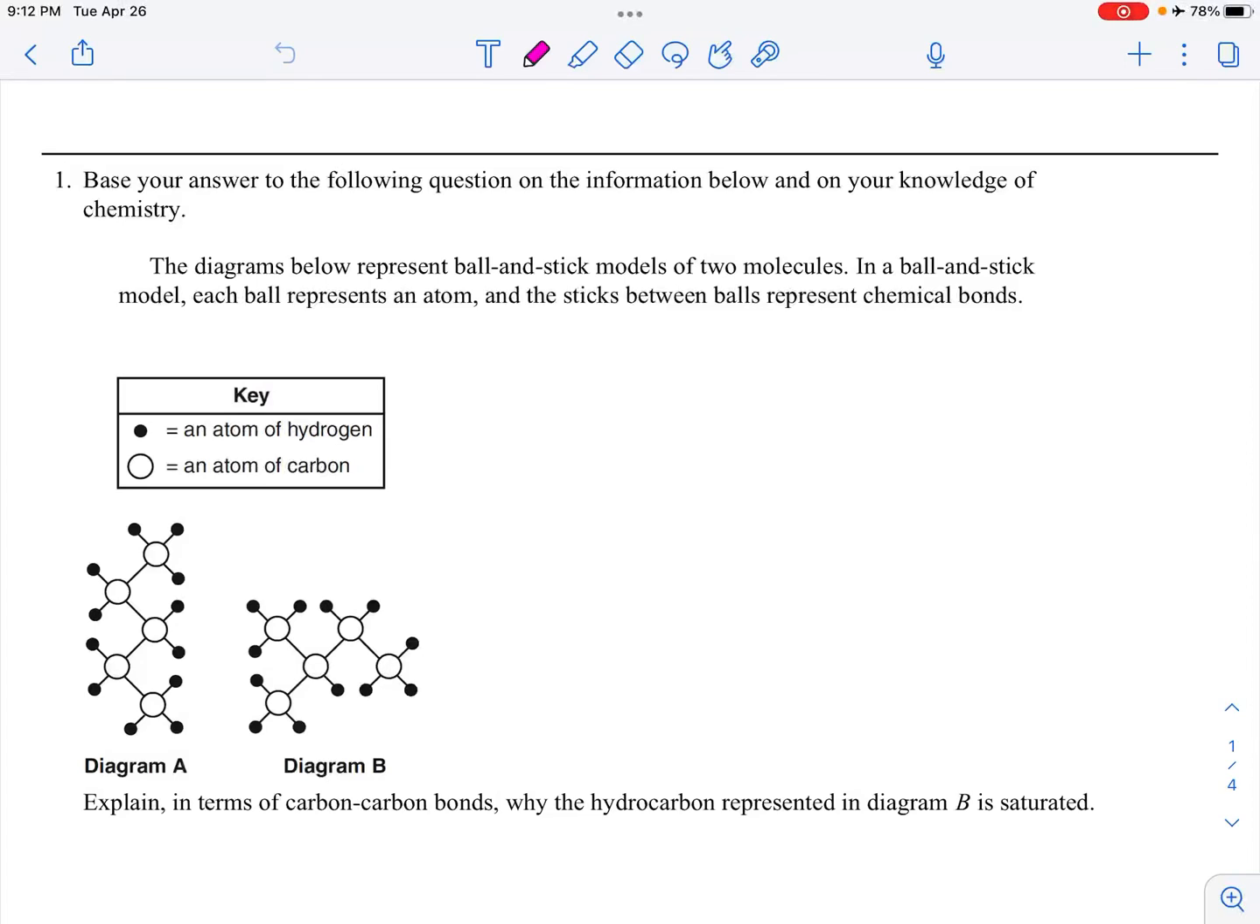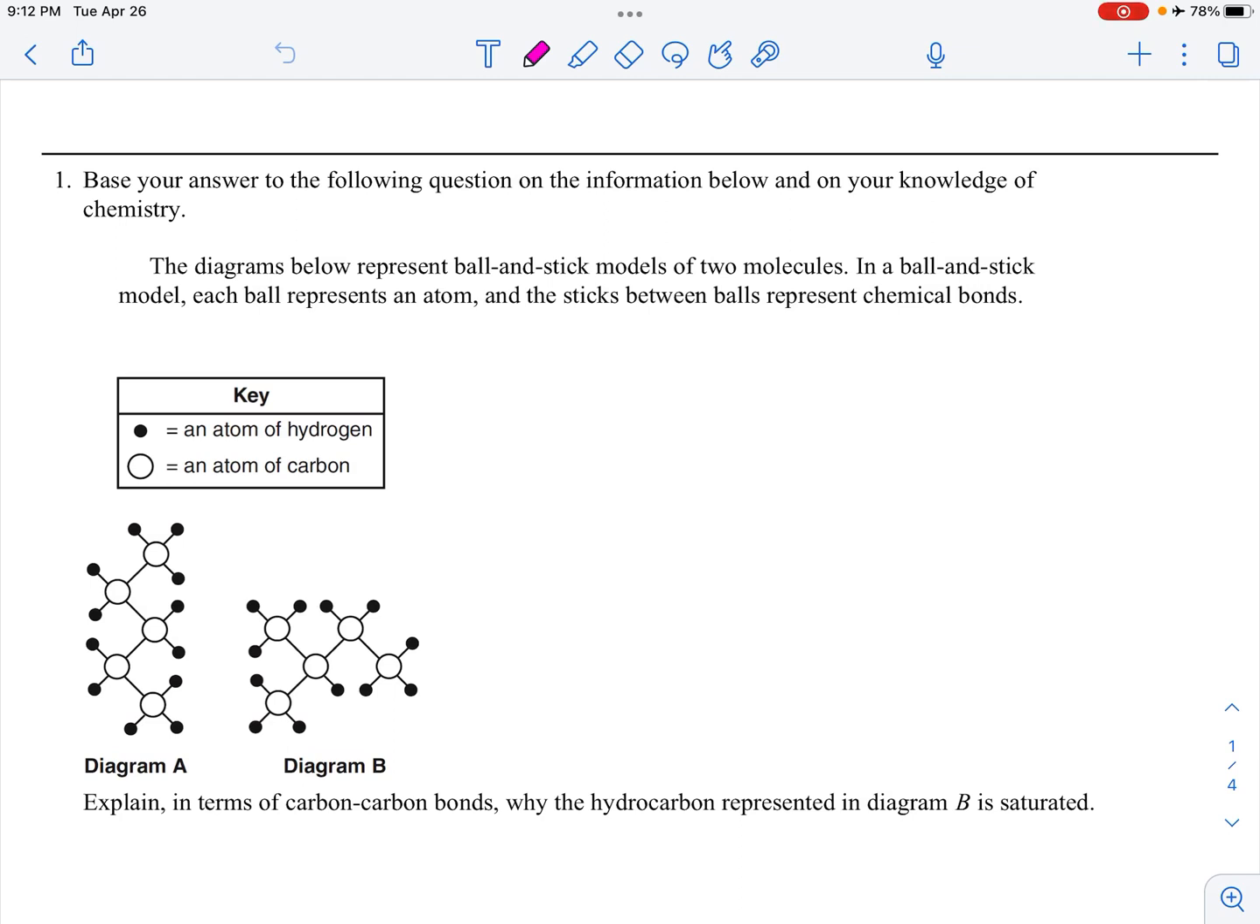Okay, so we have some short answer for organic chemistry. Make sure you have your reference tables open to table P, Q, and R, possibly the periodic table, and make sure we do all kinds of reading. So here we go.